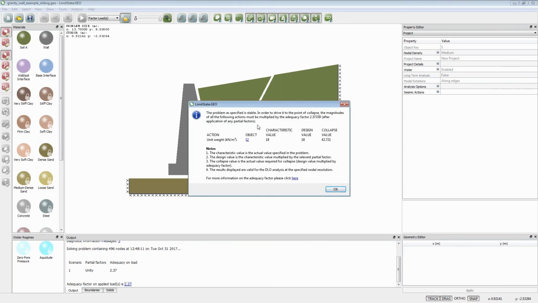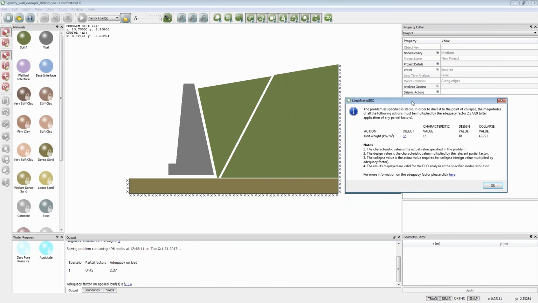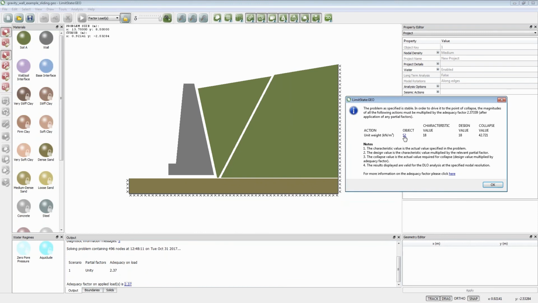And if I click on that number, the software tells me what that actually means. It means that for object 2, which is that one there, click on that, we had specified a value of 18. If we had partial factors, this would be the design value, but the partial factors in this problem are unity, so that's 1. And that's what it would have to be to get collapse. That's a lot bigger.